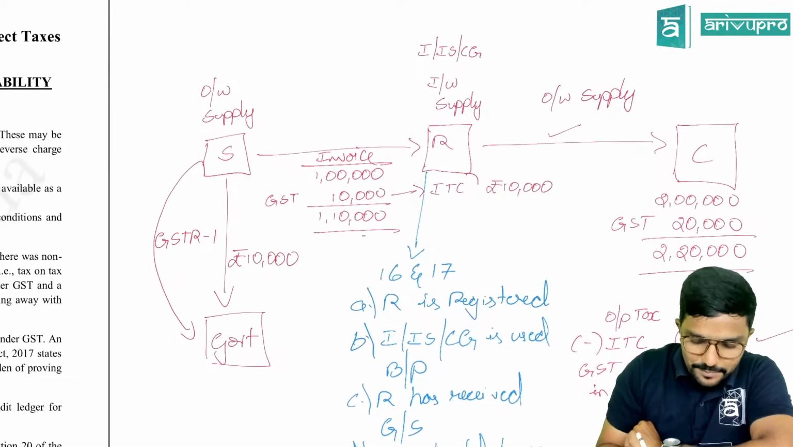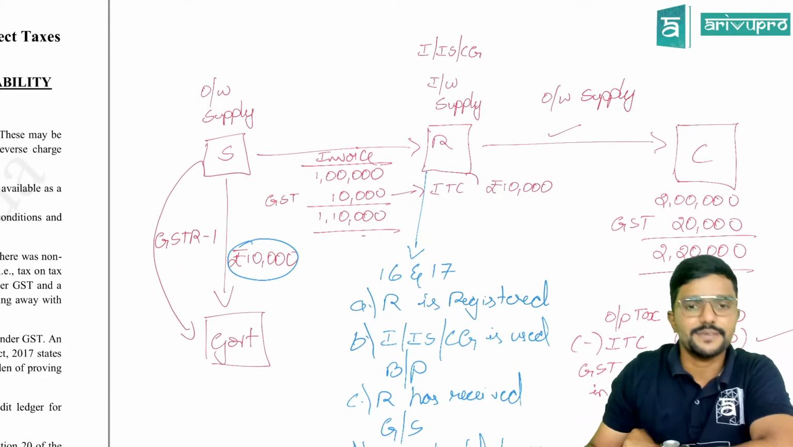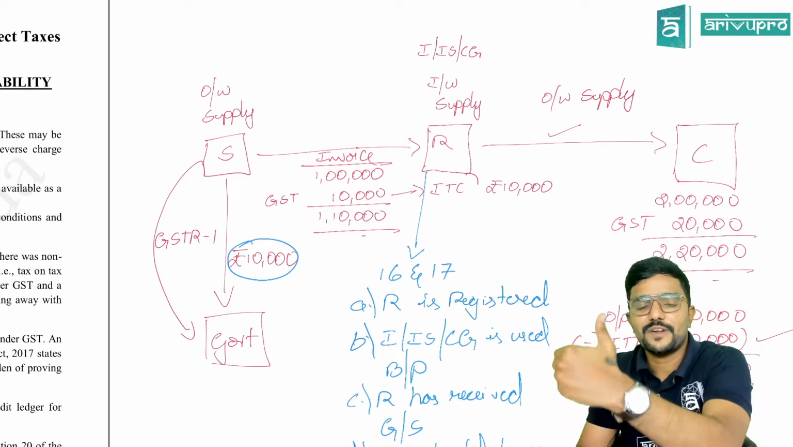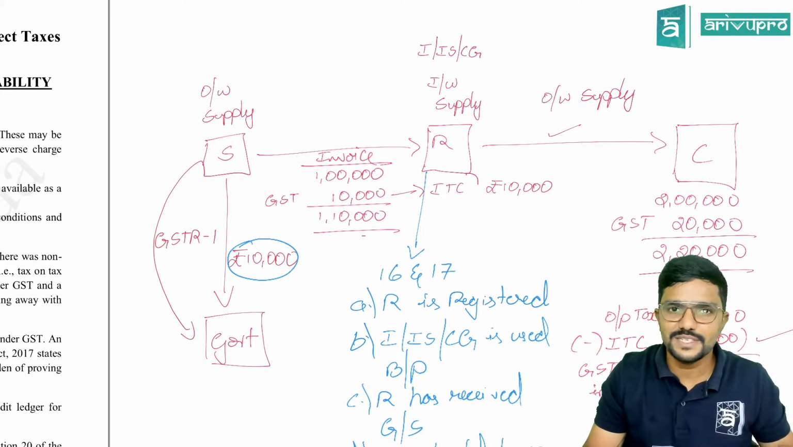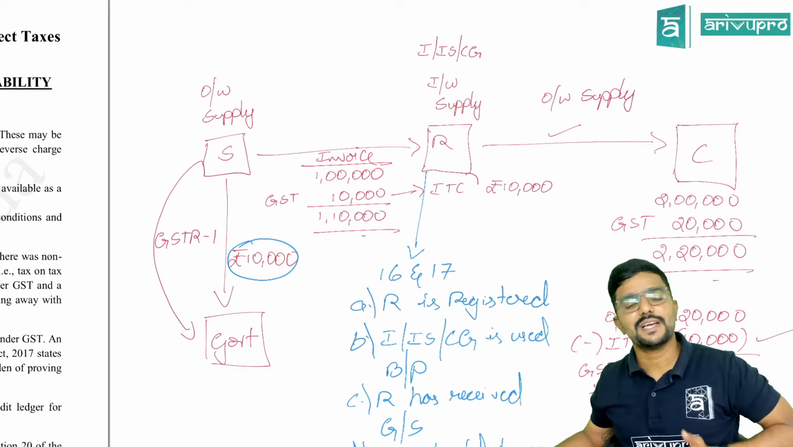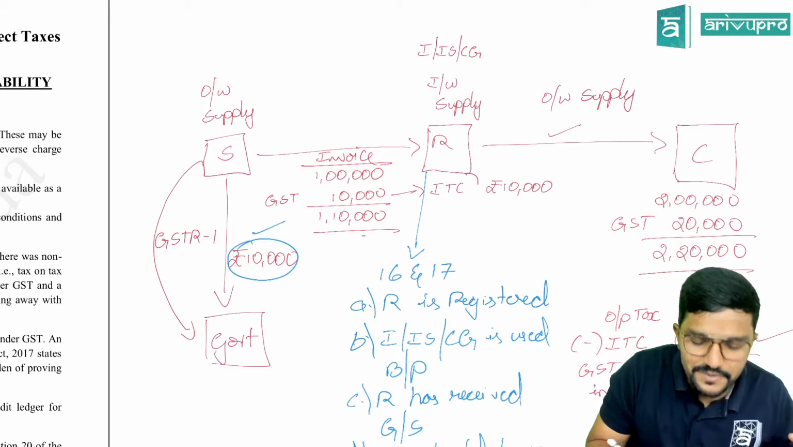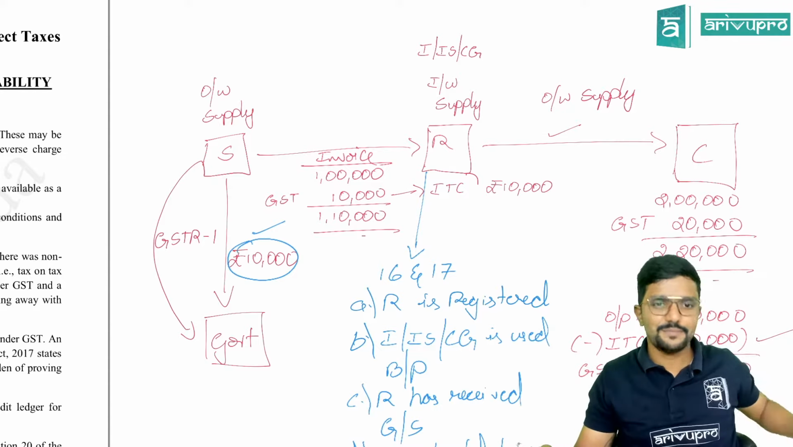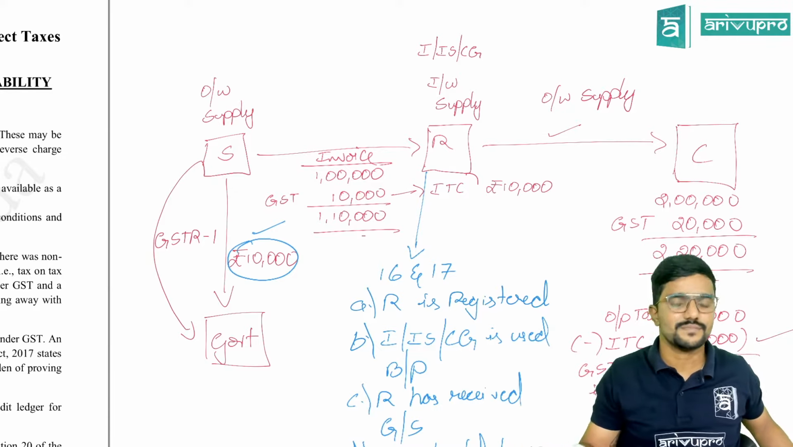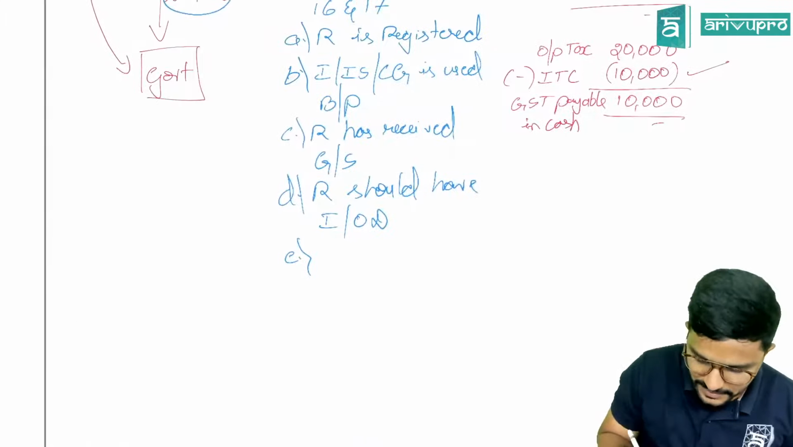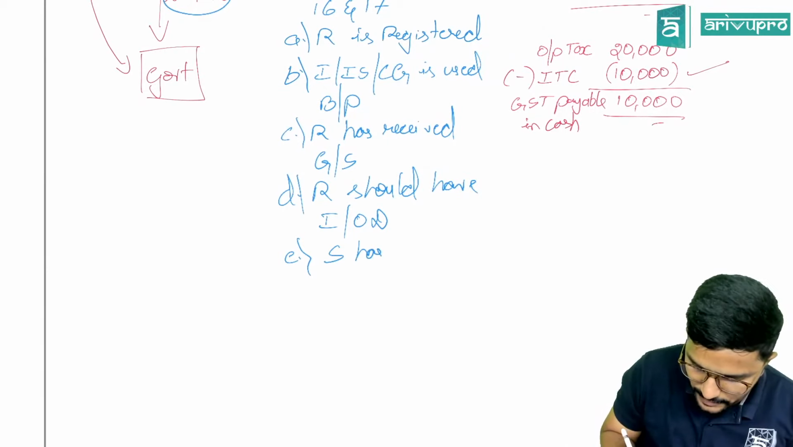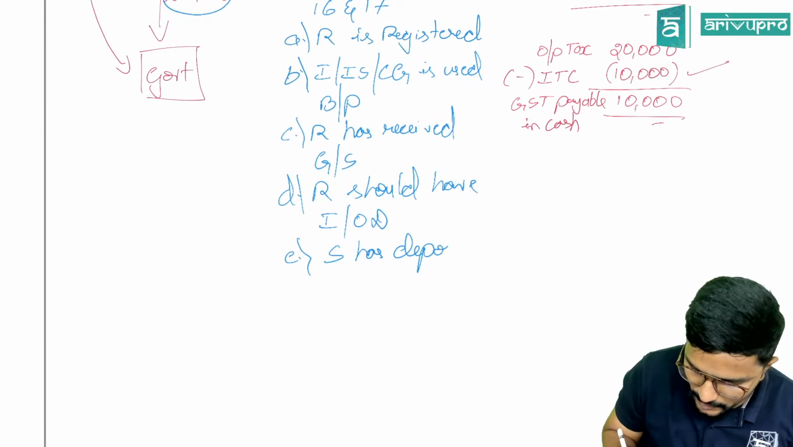Next, the supplier should have deposited this tax to the government. That is, from the recipient, the supplier has collected 10,000 tax. So the recipient is claiming the credit of this. When can he claim the credit? Only if this amount is deposited by the supplier to the government. Okay. So the E point is that the supplier has deposited the tax.